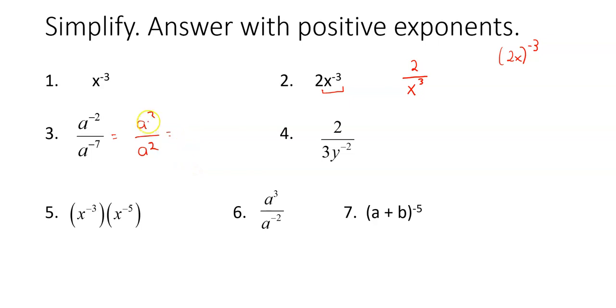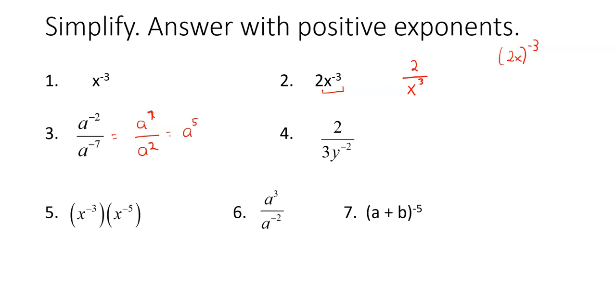But now, where do I have more a's? I've got more a's on the top. How many more? 5 more. You could have used a rule that says take the top minus the bottom, and that would have worked. In fact, we'll go through it in a little bit, but sometimes flipping them and getting rid of the negatives are just as good.